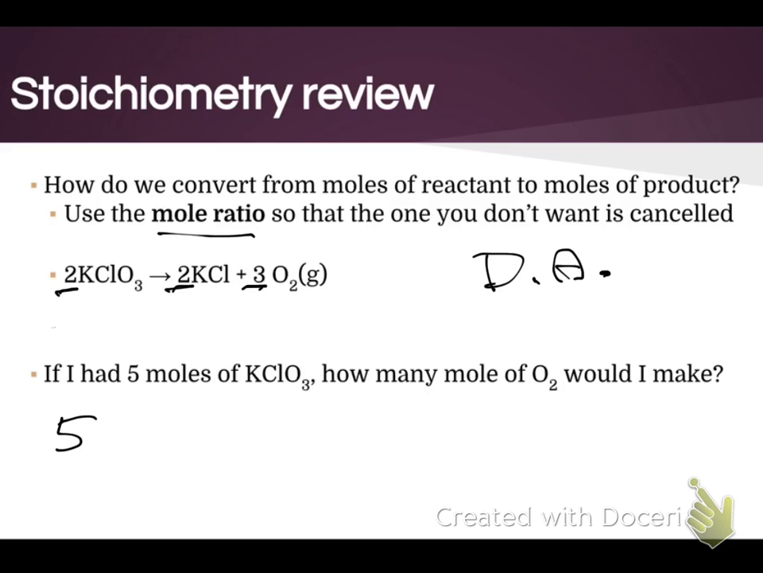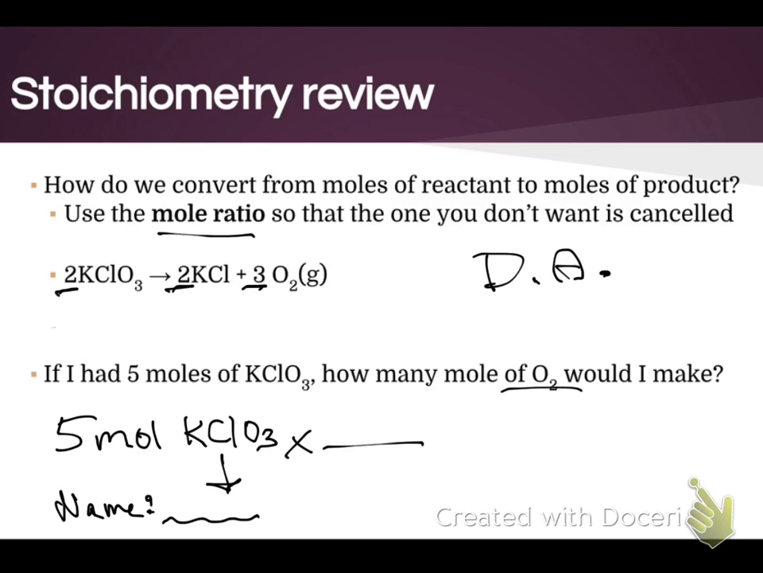So for example, if we have 5 moles of KClO3, I want you to give a shot at naming this, by the way, and I'll give you just one hint. The polyatomics on the back of your periodic table might be helpful there. So we're going to take 5 moles of that KClO3, and we want to figure out how much O2 there is. So that means I want to keep O2, and I want to get rid of KClO3.